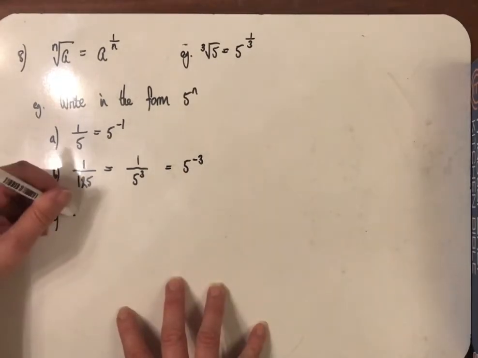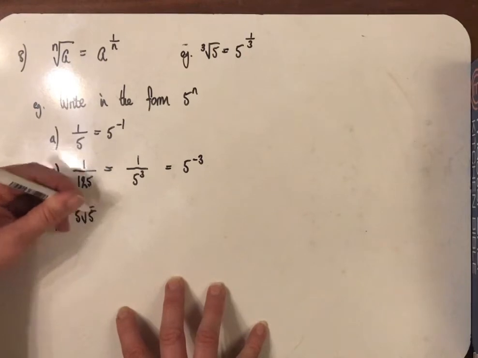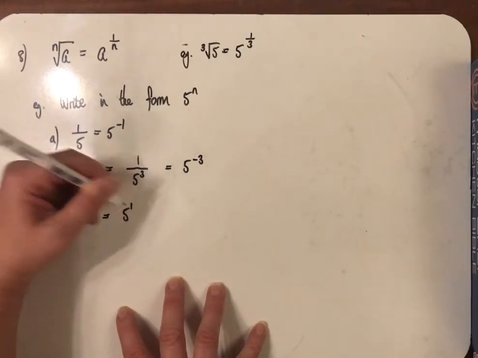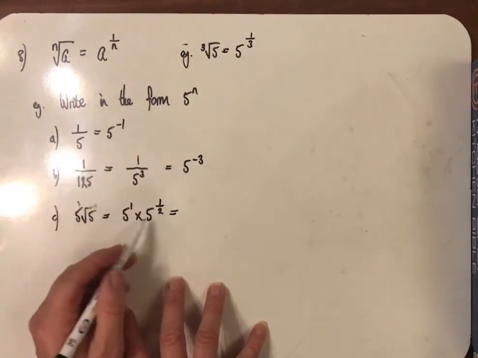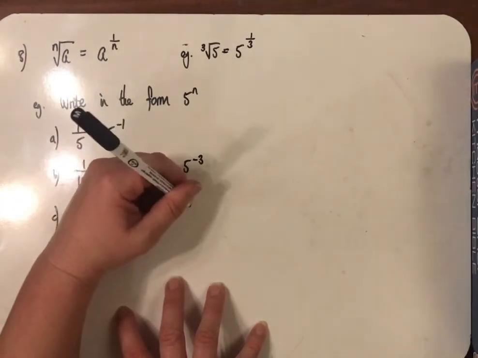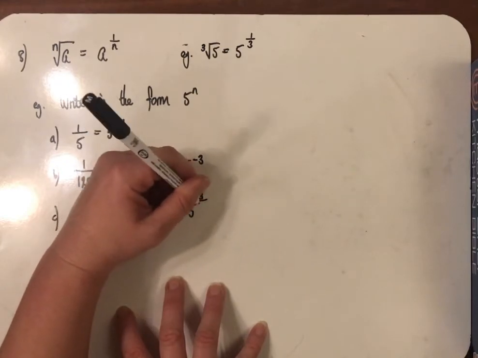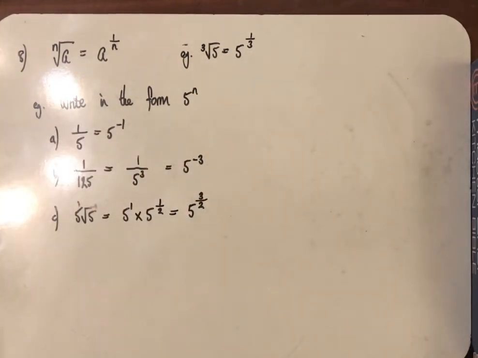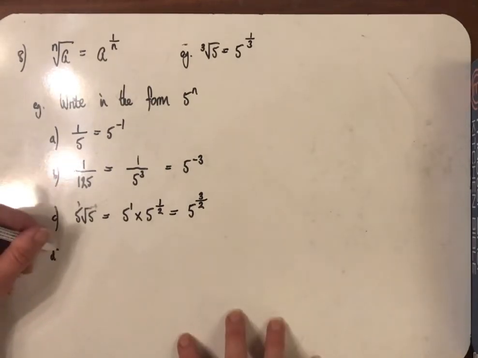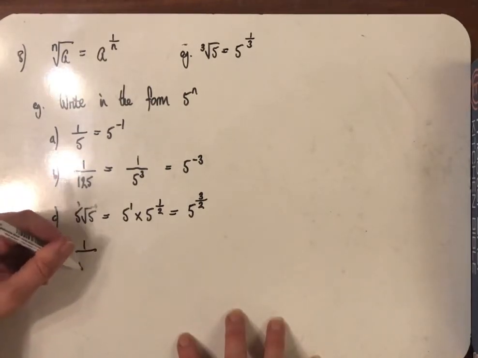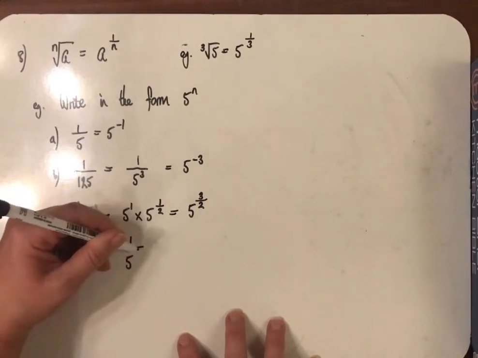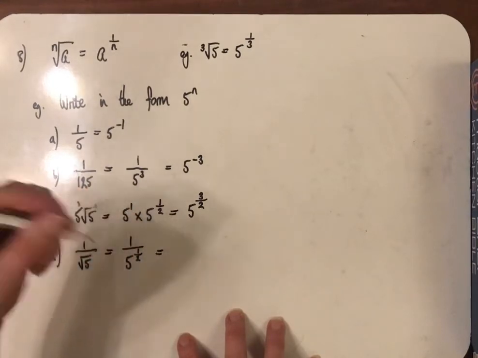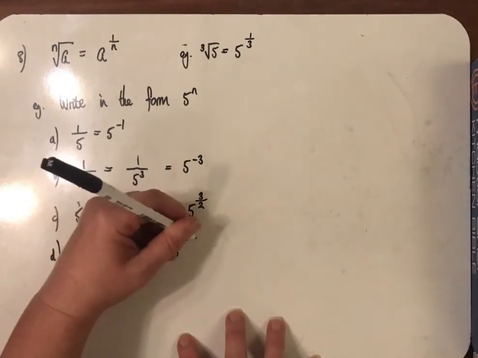And then C, if we've got 5 root 5, we've got 5 to the power 1 times 5 to the power of a half. 1 plus a half is 3 over 2. So we're back to using top-heavy fractions and no decimals again because we're pure maths. So 5 to the power 3 over 2, and 1 over the square root of 5 is 1 over 5 to the half, and so that gives us 5 to the power of minus a half.